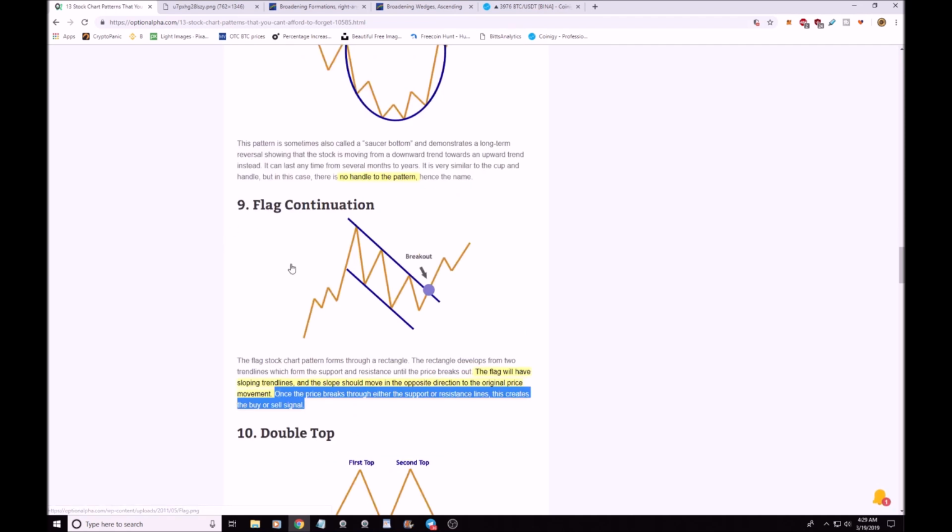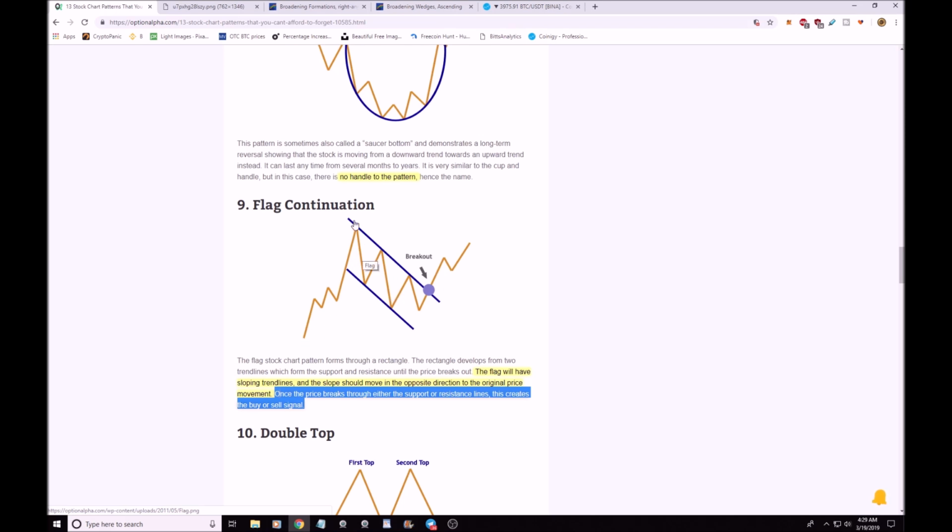A flag continuation. So this is a bull flag. Okay, if it was a bear flag, it'd be going the opposite way. You would have a downtrend going into this, and it would continue downward. So this bull flag right here, you'll see typically when you get this rectangle, this rectangle should be the opposite direction of the trend.